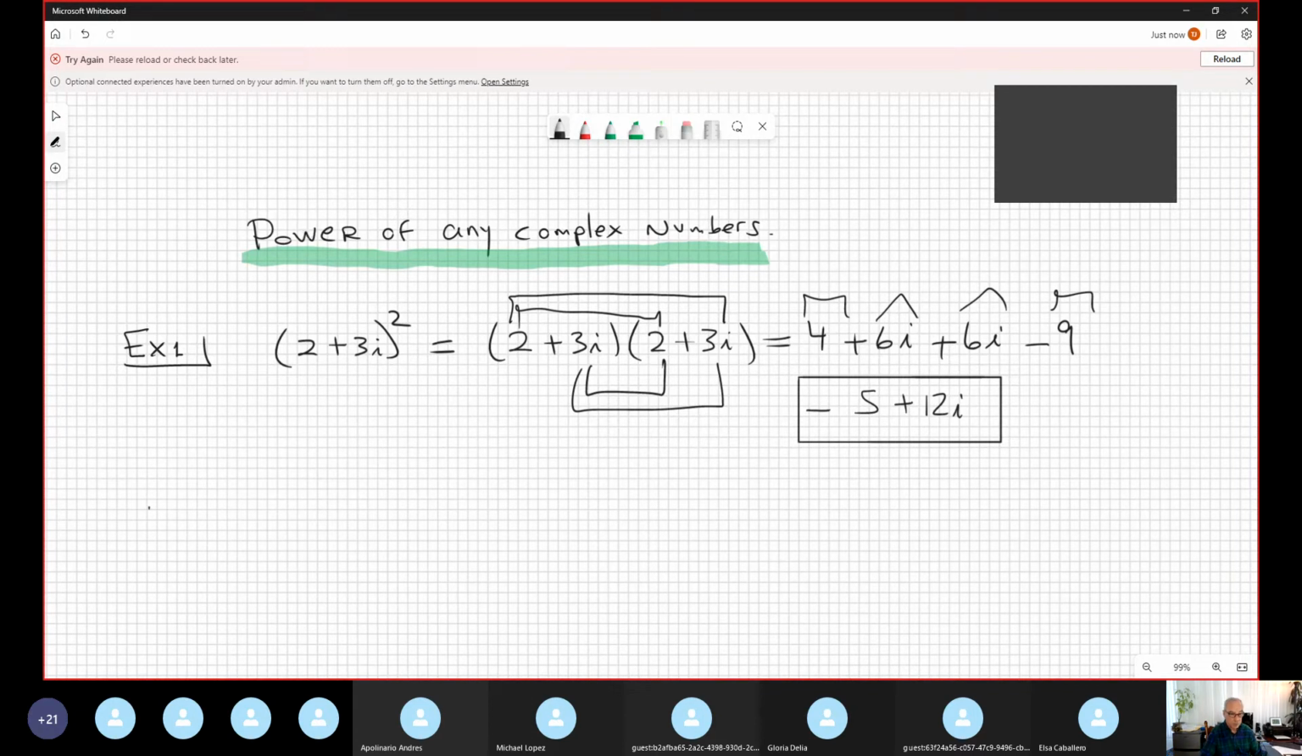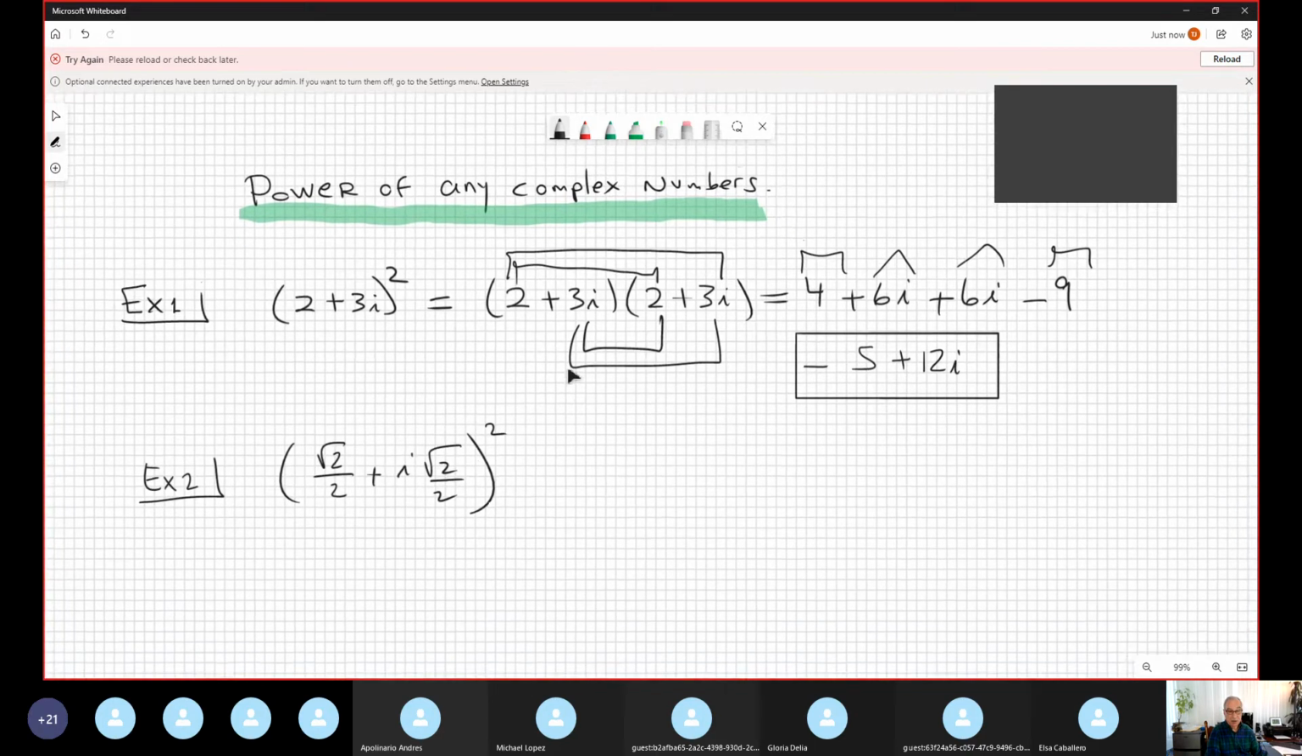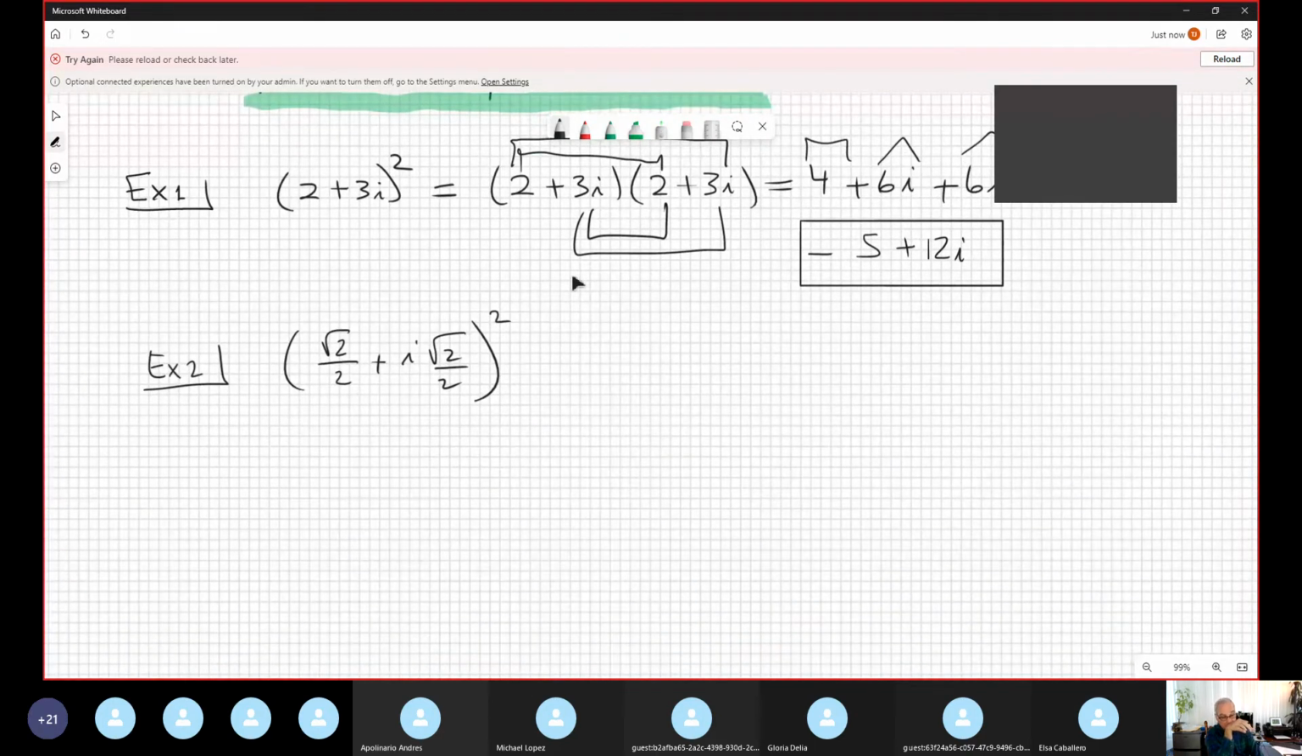Okay. Another example. Very, very confusing. Suppose radical 2 over 2 plus i radical 2 over 2, squared. Well, in this case, I put the irrational number. You say, Professor, why you put a weird number? Well, I put a weird number because I want to verify one thing. So now square: copy radical 2 over 2 plus i radical 2 over 2 times itself.